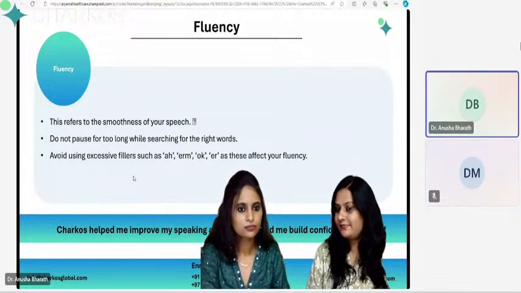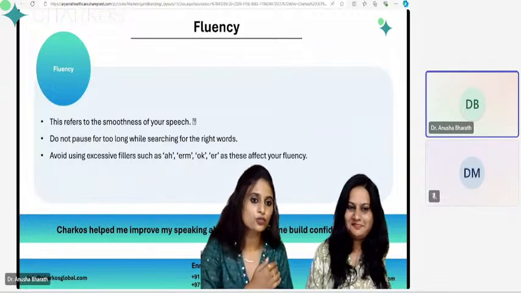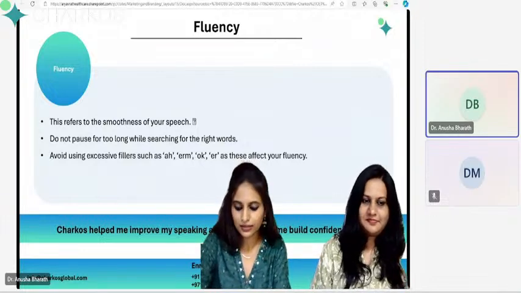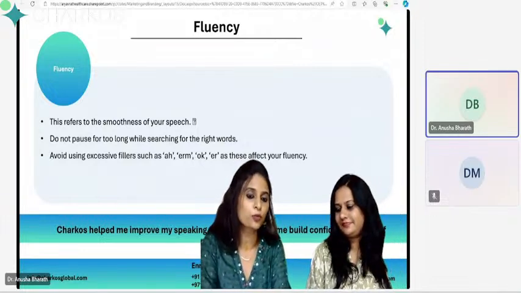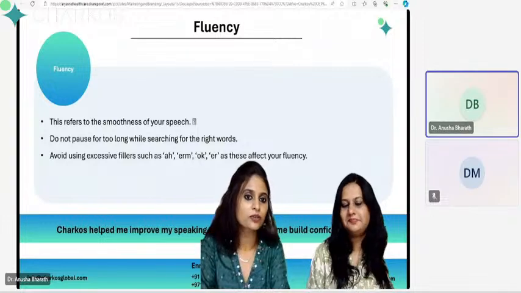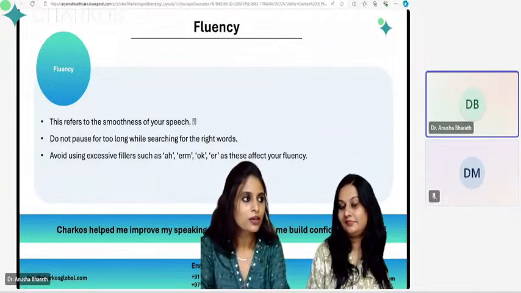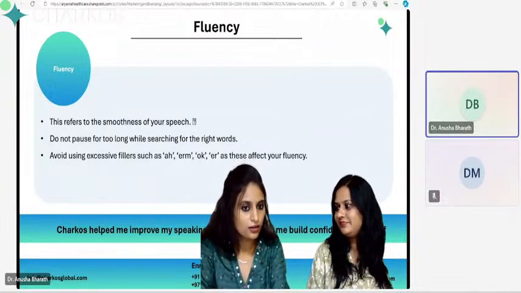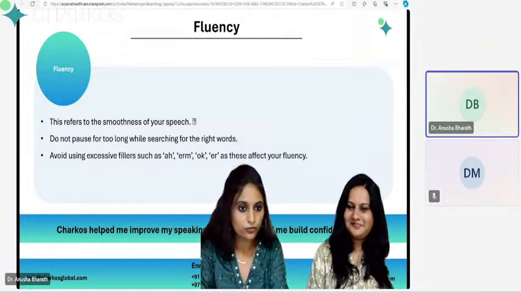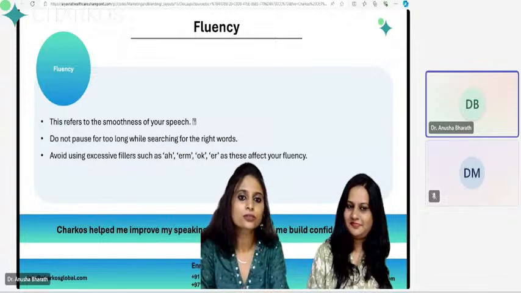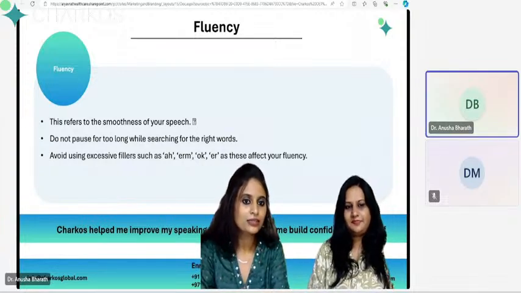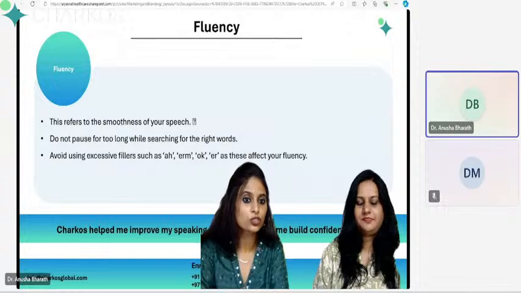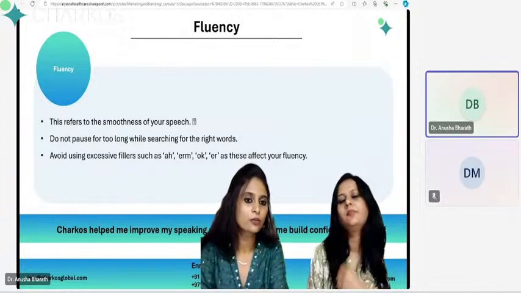So fluency refers to the smoothness of your speech. And the thing is, you're not supposed to pause for a long time searching for the right words. We all tend to use fillers, okay, well, of course, but when to use them and how to use them is important, so that it actually matters. You just can't keep pausing in between while speaking.